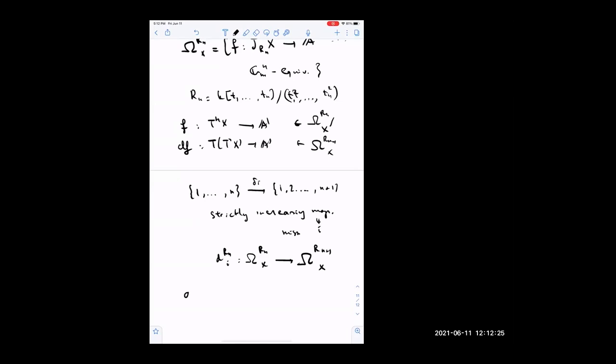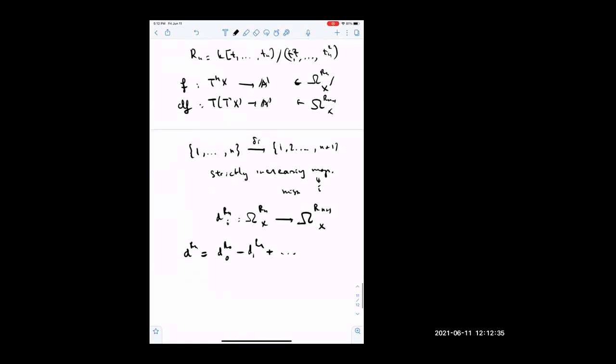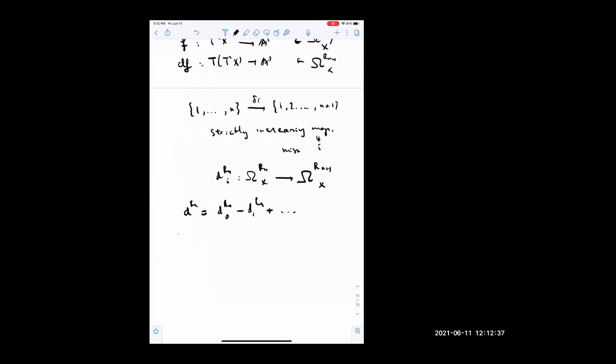And obviously you can form the d of R_n, which is going to be d_0 minus d_1 plus etc. And in that way, you just have a complex of cubic forms from O_x to omega R_1 of x. This is just omega 1, but then you have omega R_2 of x, etc., which looks a little bit like the de Rham complex, but which is way larger.